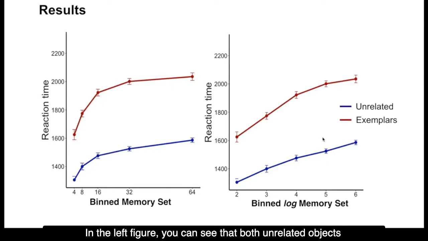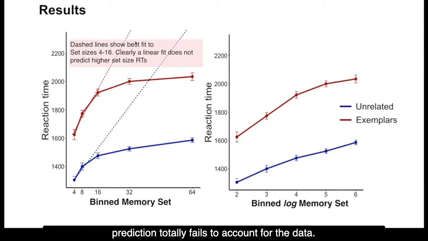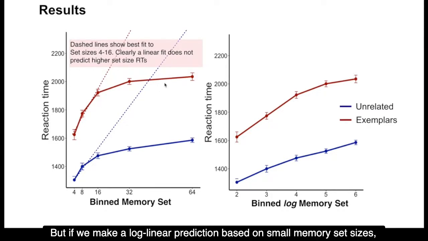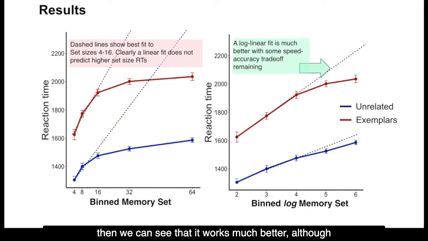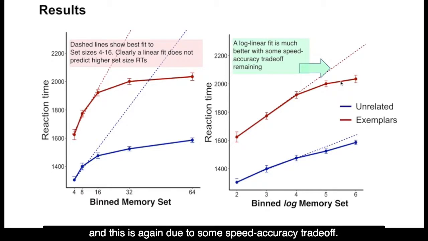In the left figure, you can see that both unrelated objects and exemplars produce functions that are obviously more log than linear. And if we use small memory set RTs to predict large memory set RTs, assuming a linear function, you can see that this prediction totally fails to account for the data. But if we make a log-linear prediction based on small memory set sizes, then we can see that it works much better, although the function is still slightly flatter than the prediction. And this is again due to some speed-accuracy trade-off.